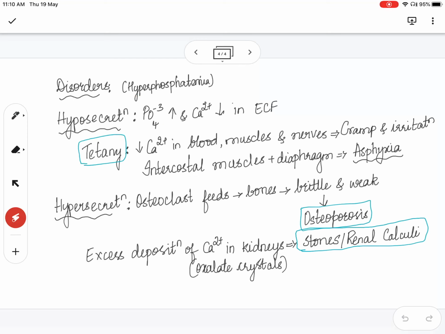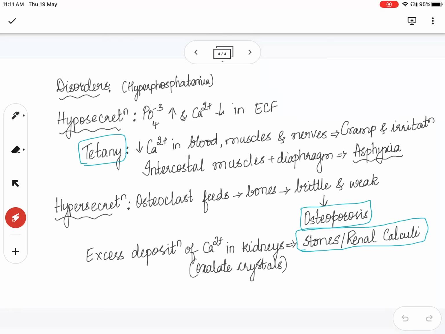Okay, and where is it happening? It is happening in the extracellular fluid. Then another condition because of deficiency of calcium in the blood is tetany. You can also call it calcium tetany, anything is fine. What happens here is that the muscles and the nerves will be unnecessarily irritated and it starts convulsions and results in cramping.